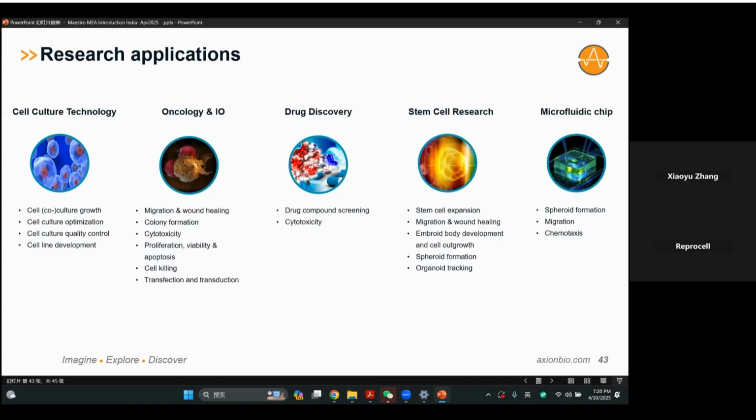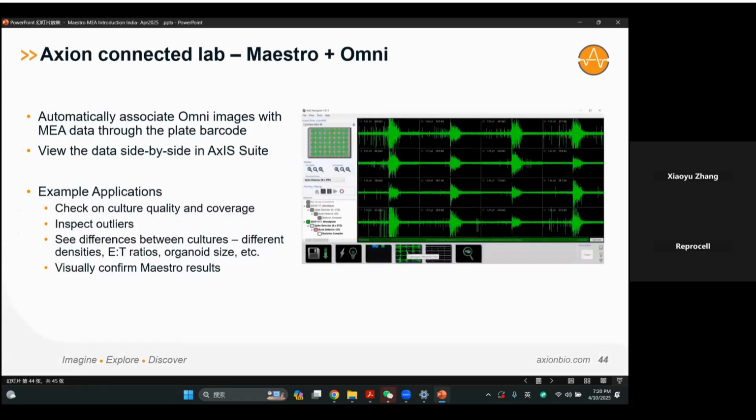So that's all for the Omni. But last but not least, I'm excited to introduce our Connect Lab. So Connect Lab can streamline your MEAs with the OmniFL.